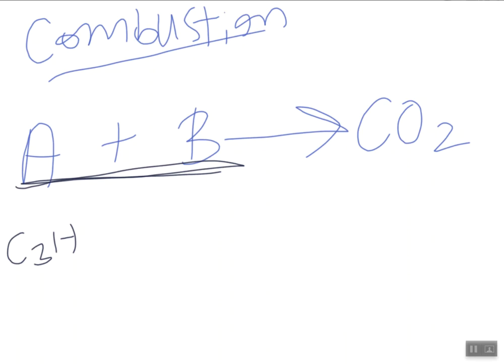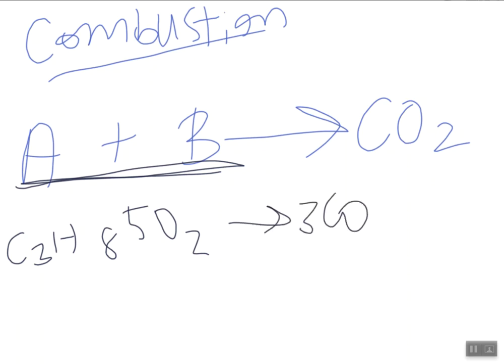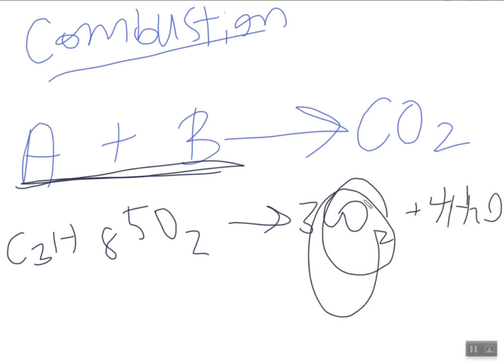Right. So C3H8 plus 5O2 goes to 3CO2 plus 4H2O. So as you can see, we have carbon dioxide here, and we have carbon and hydrogen here.